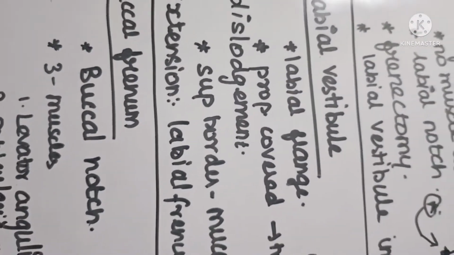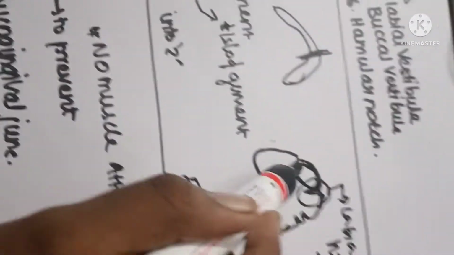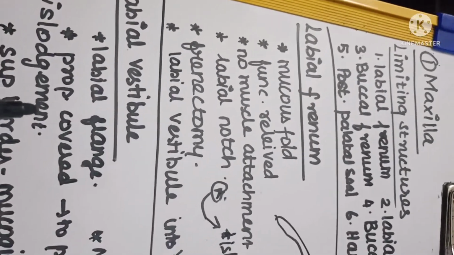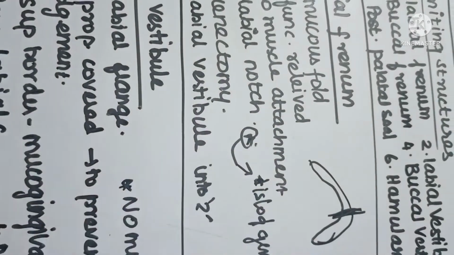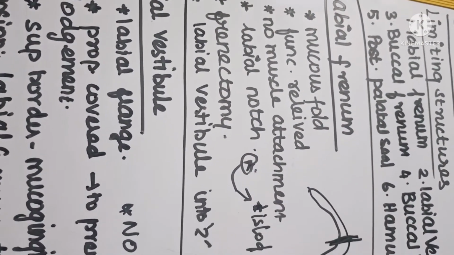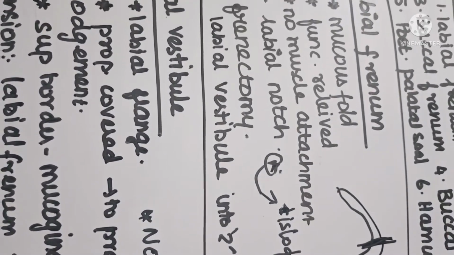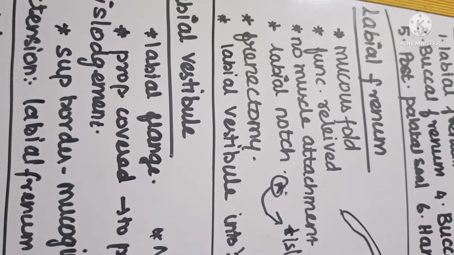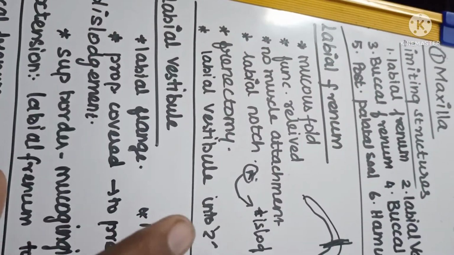Then the second thing is the labial vestibule. The corresponding area in the denture is called the labial flange. There is no muscle attachment for the labial frenum and labial vestibule. Usually it is properly covered to prevent any dislodgement, and the superior border of it should accommodate the mucogingival junction. Its extension is from the labial frenum to the buccal frenum on either side. With this, the labial frenum and labial vestibule come to a conclusion.